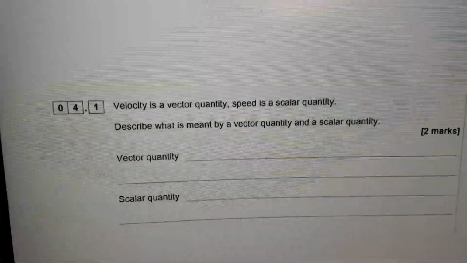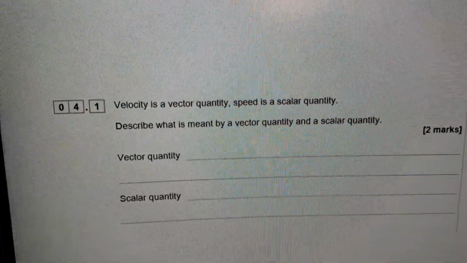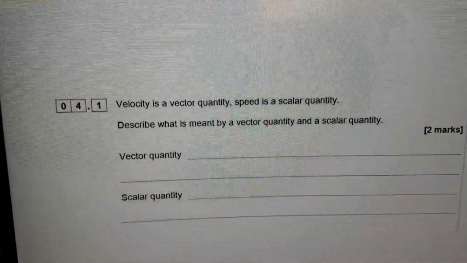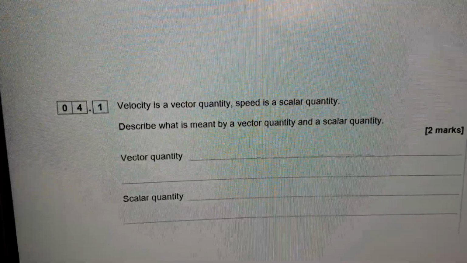So we are going to try a question on vector and scalar, and that is question 4.1. So we're only going to do 4.1. Let's have a look at it. Here we go, lovely question. Difference between vector and scalar. Pause the video and write it down. Off you go.